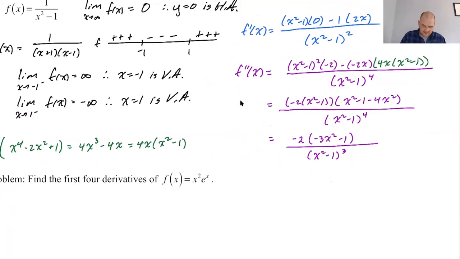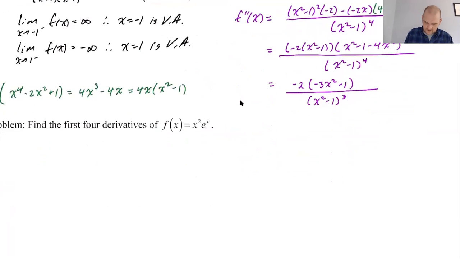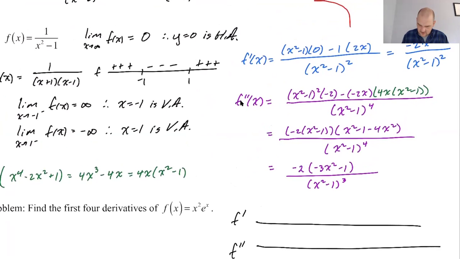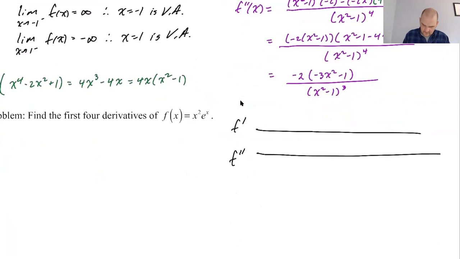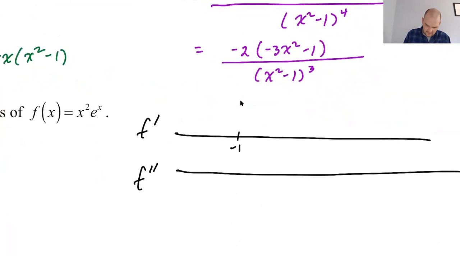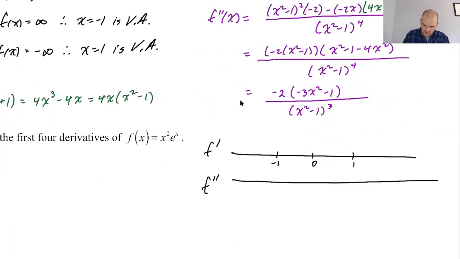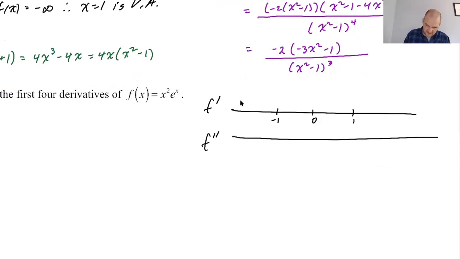All right, let's do our sign charts. Okay, so we need one for f prime, and we need one for f double prime. So for f prime, I'm going to have negative 1, 0, and 1. For f double prime, only negative 1 and 1 need to get involved. The numerator is actually always positive because it's always a negative times a negative for the second derivative.